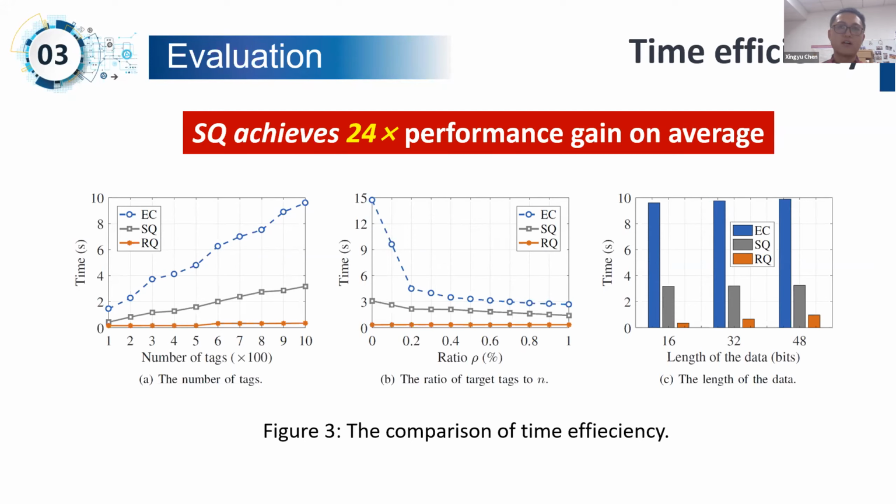For example, in the case with 1,000 tags, the execution time is reduced from 4.8 seconds to 0.2 seconds. The performance gain is 24 times. I think this is a great performance boost.